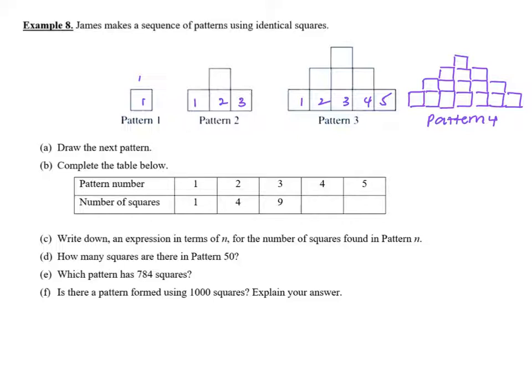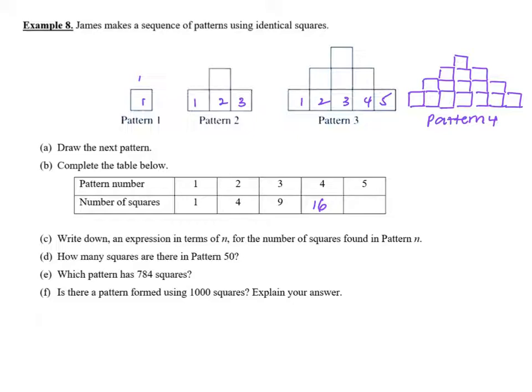The pattern number is 1, and then I have 1 square. Pattern 2 has 4 squares. Pattern 3 has 9 squares. Do you find this a little bit familiar? So pattern 4 will have how many squares? Have you counted? Well, my guess is it's going to be 16.